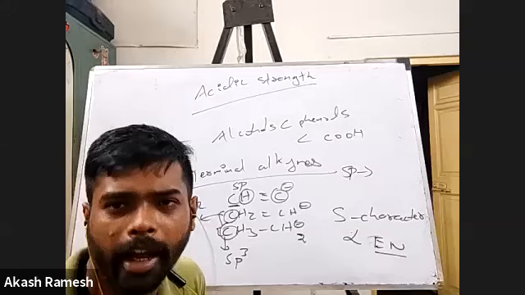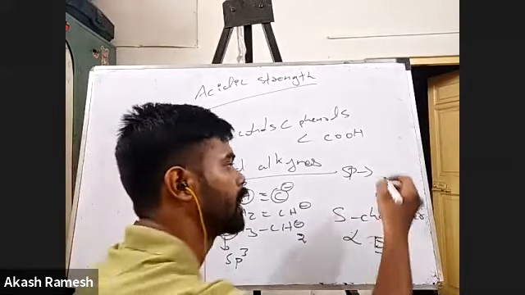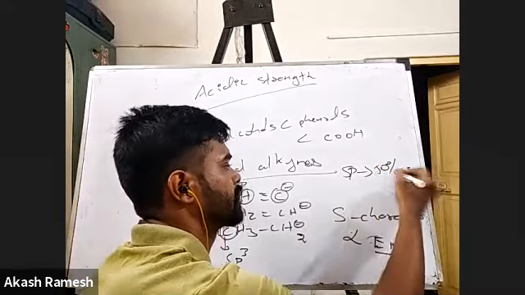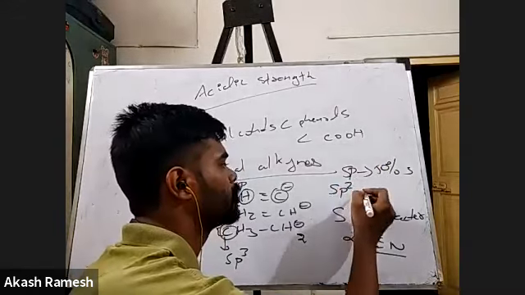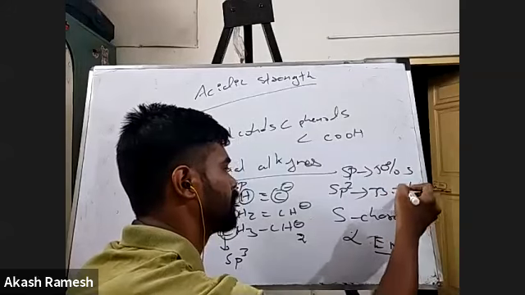50%. Right. So I have one s orbital and one p orbital combining to form sp hybridization, so definitely I have 50% S character. Now when I have sp2, what is the percentage of S character? 33%. Yes, 33.33% of S character.